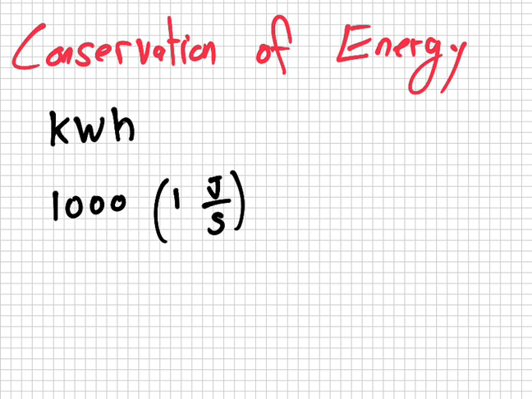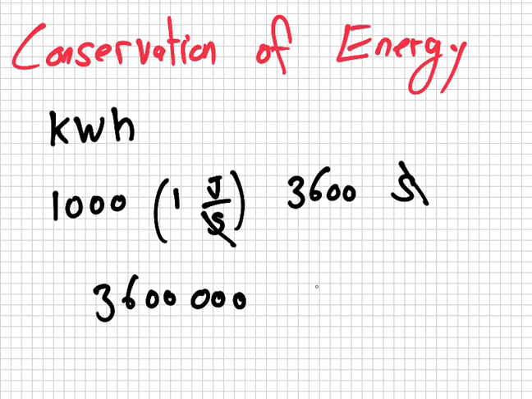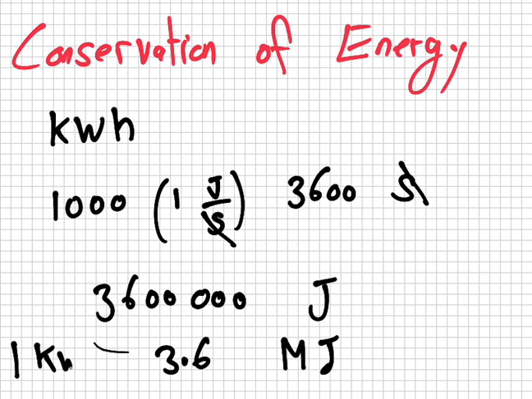And an hour is how many seconds? 3,600 seconds. What happens to the seconds? They cancel, and you're left with 3,600,000 joules. So if you want, you could say 3.6 megajoules. That's 1 kilowatt hour.